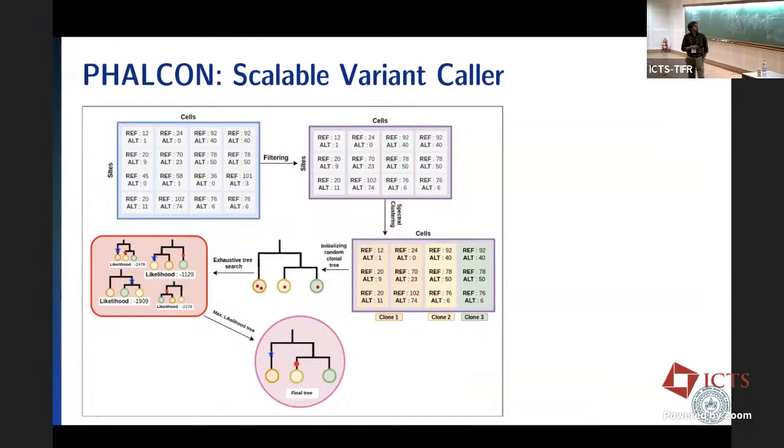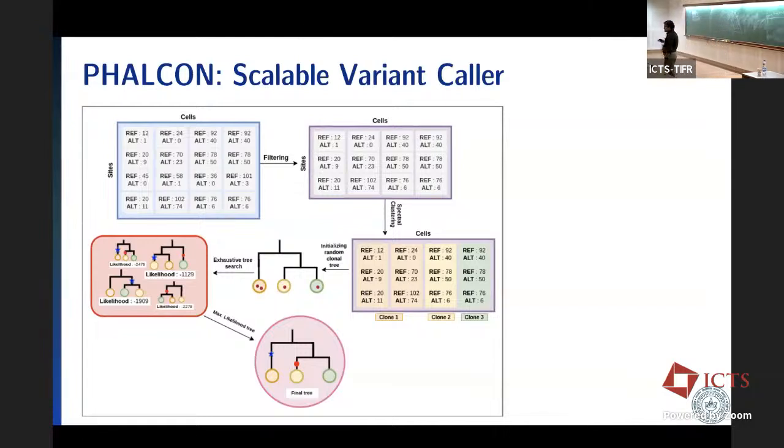We can just use this data set, which is again the read count data. We can convert the read count data into, I would say, some sort of likelihood matrix, okay? And on the likelihood matrix, we can apply some clustering algorithm. This gives us the initial clustering.